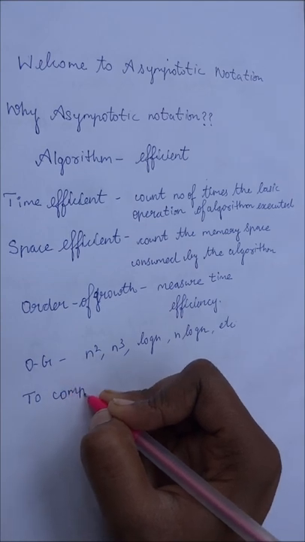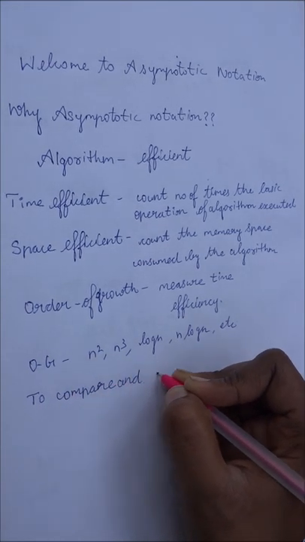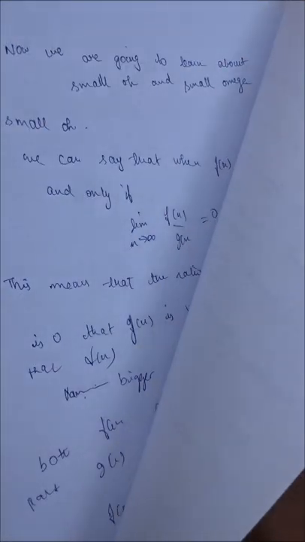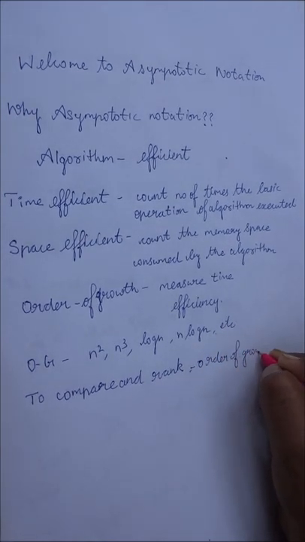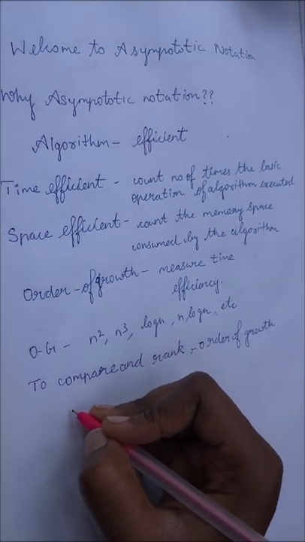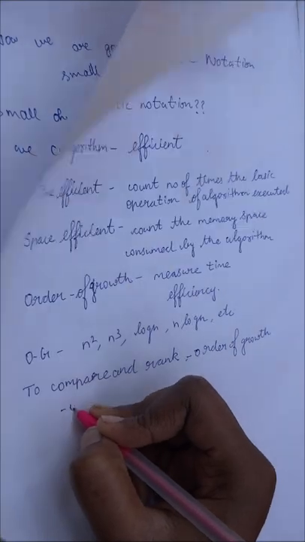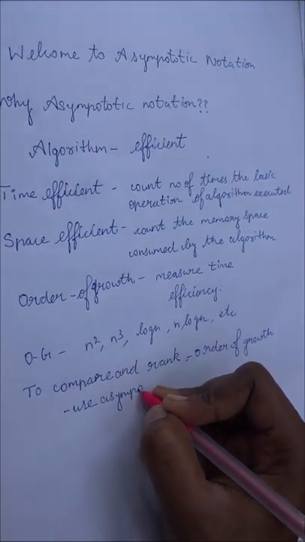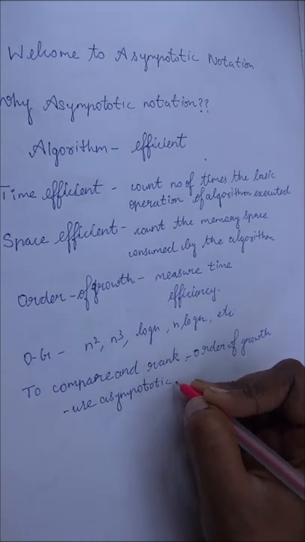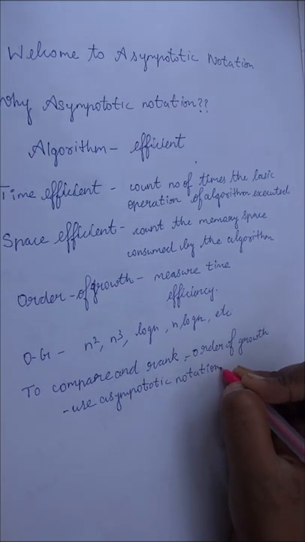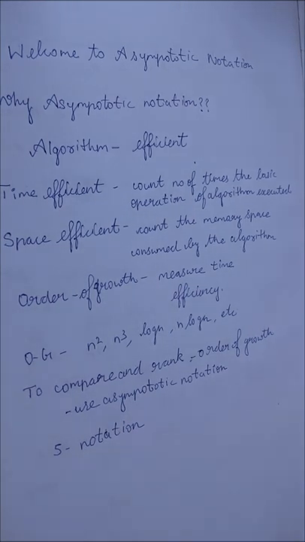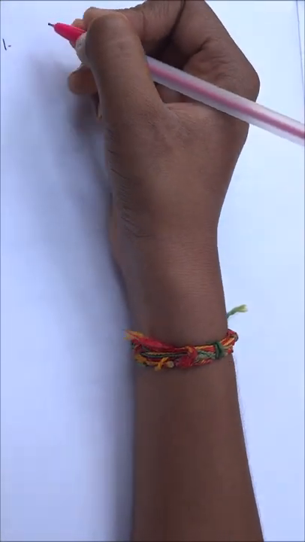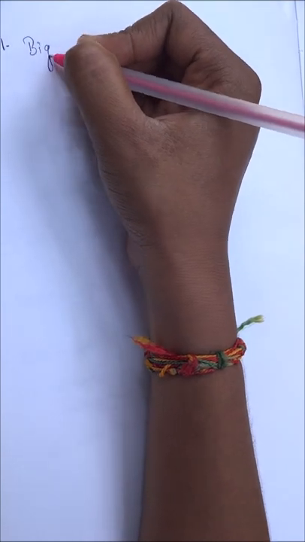To compare and rank such orders of growth, we use asymptotic notation. Now we are going to see about big O. Let's start with big O.